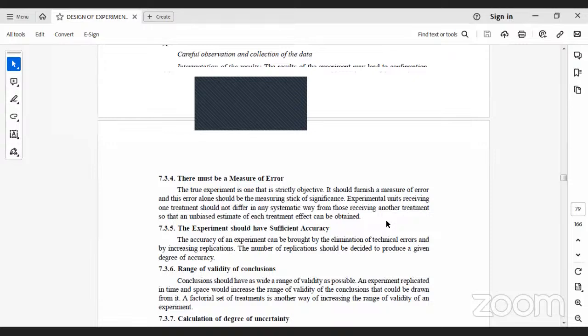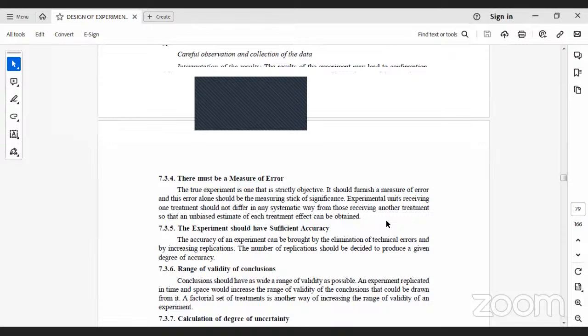Experimental units receiving one treatment should not differ in any systematic way from those receiving another treatment, so that an unbiased estimate of treatment effect can be obtained. The experiment should have sufficient accuracy. The accuracy of an experiment can be improved by the elimination of technical errors and by increasing replication. The number of replications should be decided to produce given degrees of accuracy.